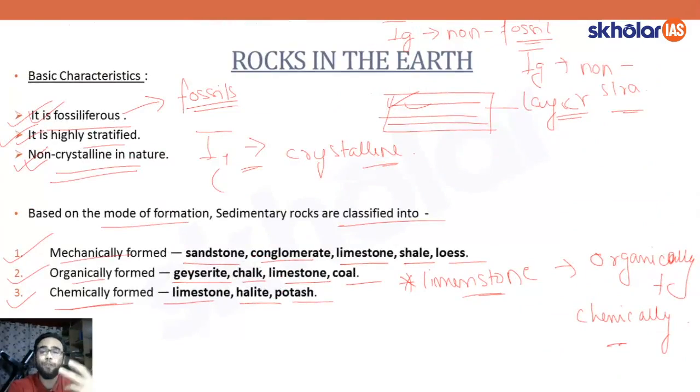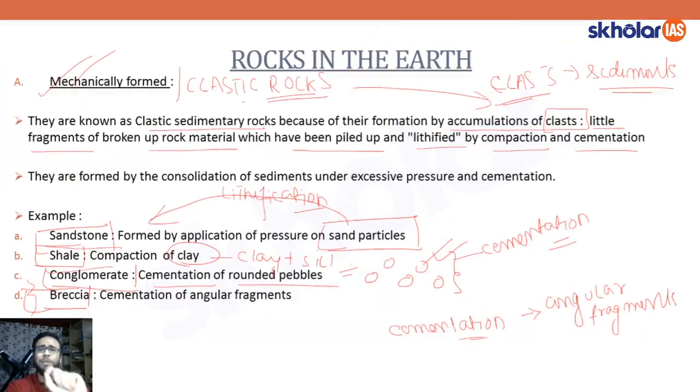And what is the mode of formation? There are three different modes of formation. The first one is called mechanically formed, then organically formed, and chemically formed. Here I also mentioned that limestone can be formed both organically and chemically, right? Now, mechanically formed rocks are also called clastic rocks. And what are the examples? We have sandstones, shale, conglomerates, and breccia.